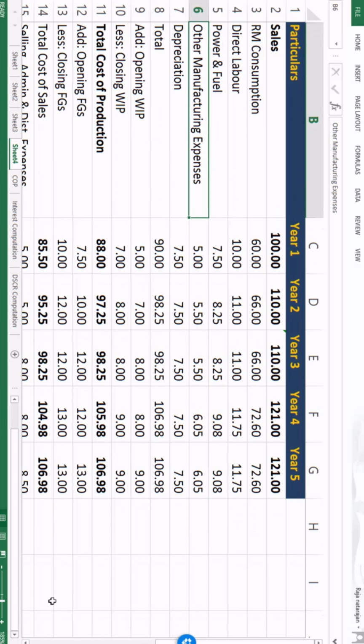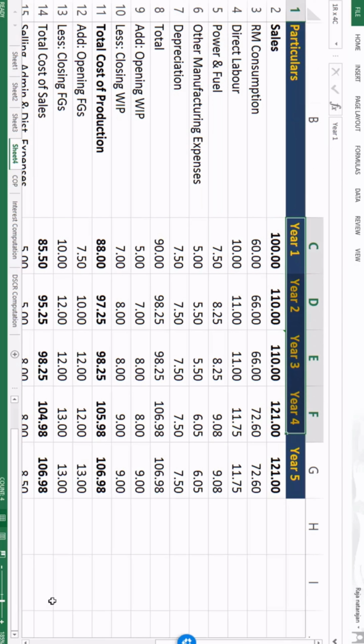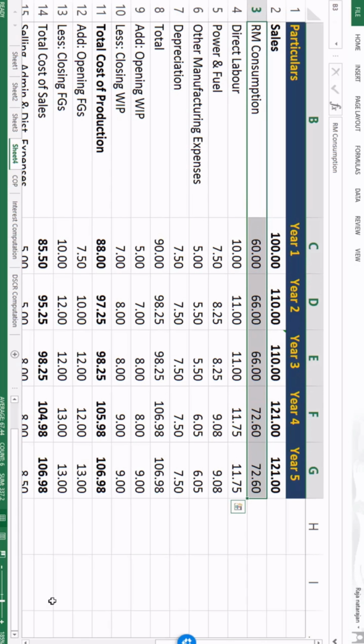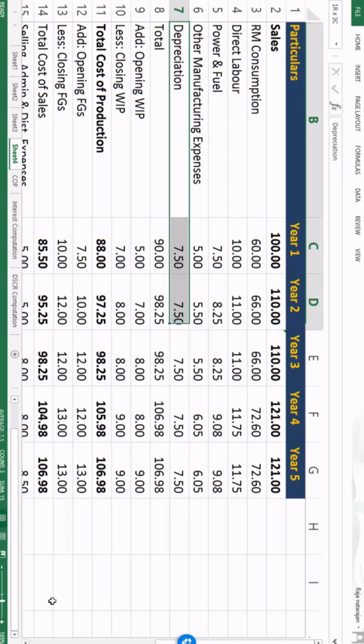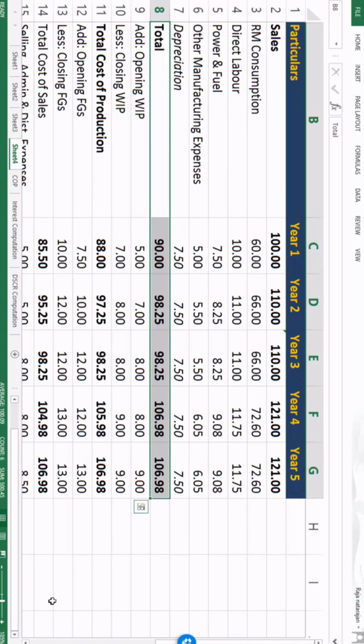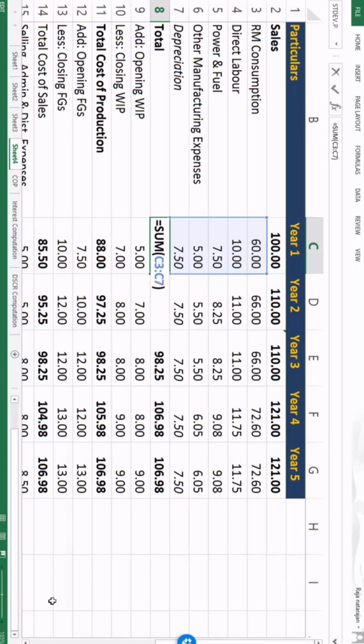This is going to be the income statement for year 1, 2, 3, 4, 5, and we have the sales information, then corresponding direct cost: raw material, direct labor, power and fuel, other manufacturing expenses. Then there is a fixed cost, depreciation. Now all these costs were totaled. If you notice, here you have year 1, year 2, year 3, year 4, year 5.